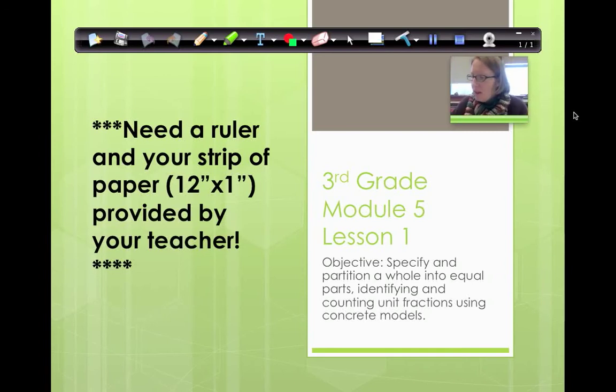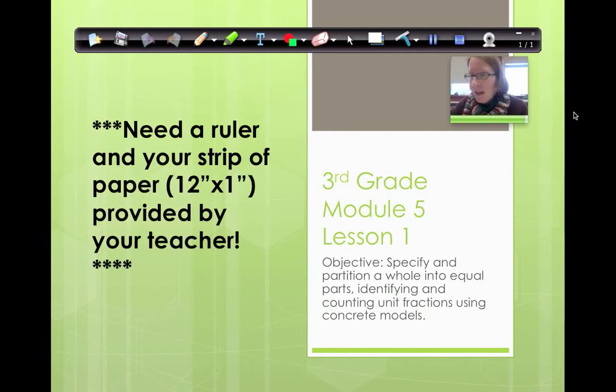Hello, today we're going to do Module 5, Lesson 1. First one, we're going to specify and partition a whole into equal parts, identifying and counting unit fractions using concrete models. Do you know what that really means? We are going to explore and count fractions.